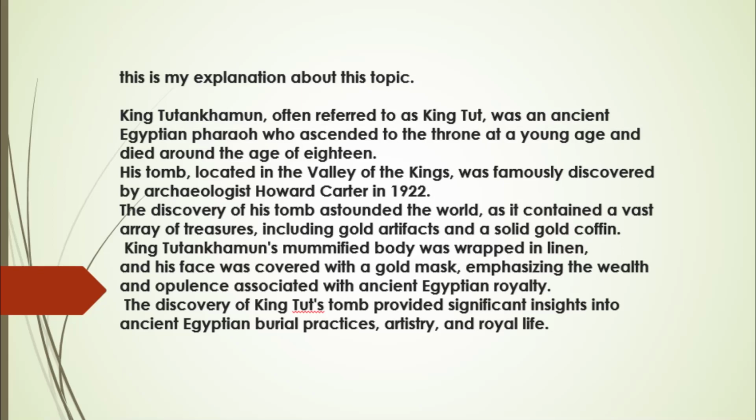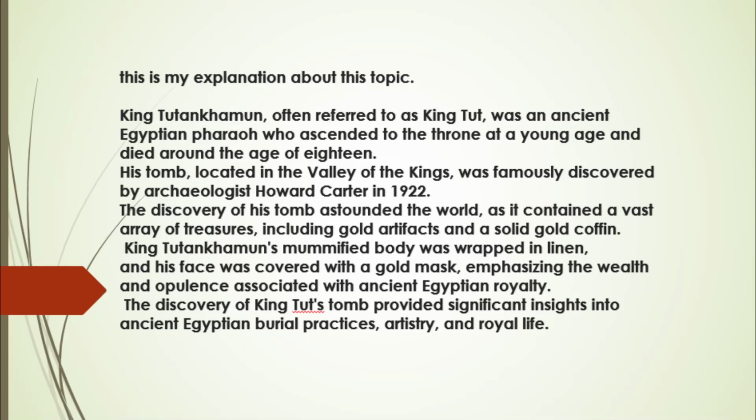King Tutankhamun, often referred to as King Tut, was an ancient Egyptian pharaoh who ascended to the throne at a young age and died around the age of 18. His tomb, located in the Valley of the Kings, was famously discovered by archaeologist Howard Carter in 1922. The discovery of his tomb astounded the world, as it contained a vast array of treasures, including gold artifacts and a solid gold coffin.